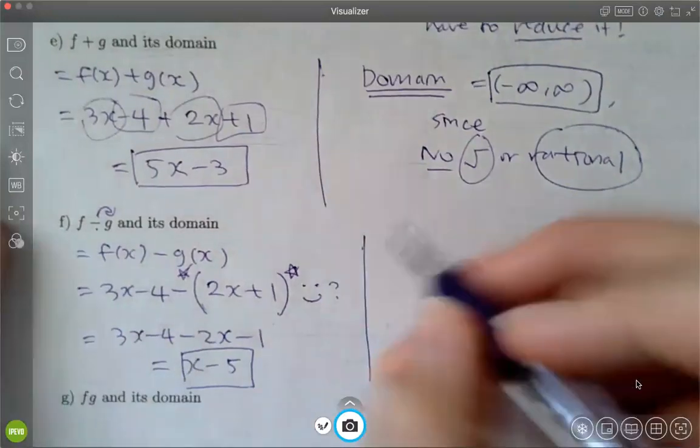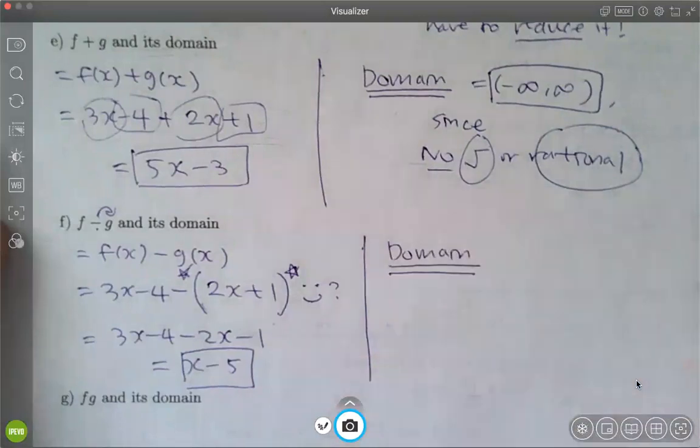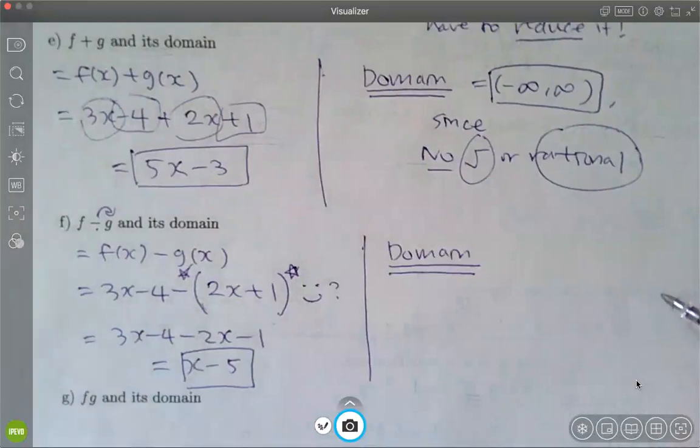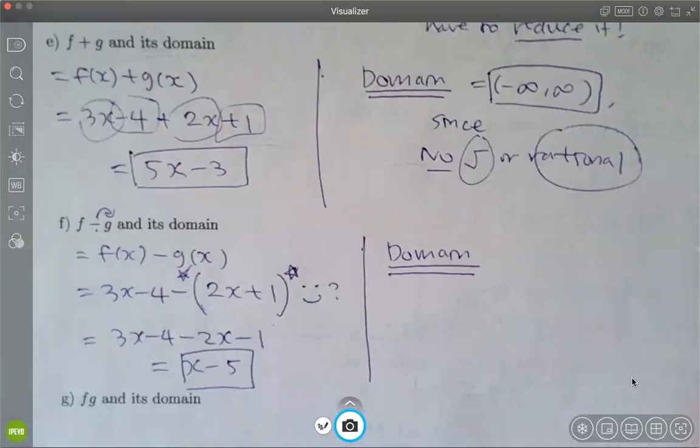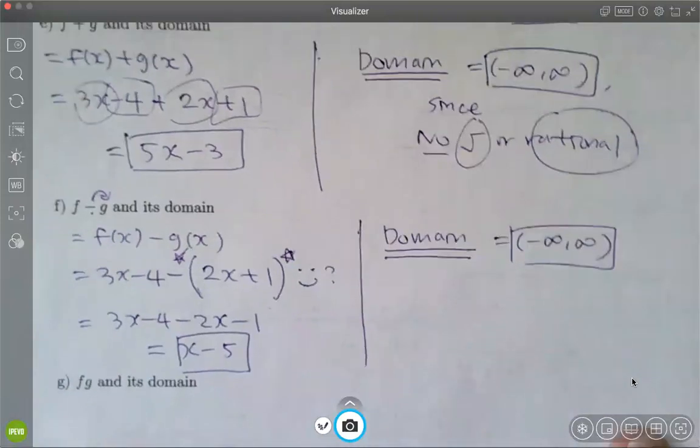Okay, and now the domain. What's the domain? Is it the same as before, the previous one, or is it different? It's the same, right? Yeah, okay. And what's the reason? Same reason, no square root or no rational. Okay, same as before.